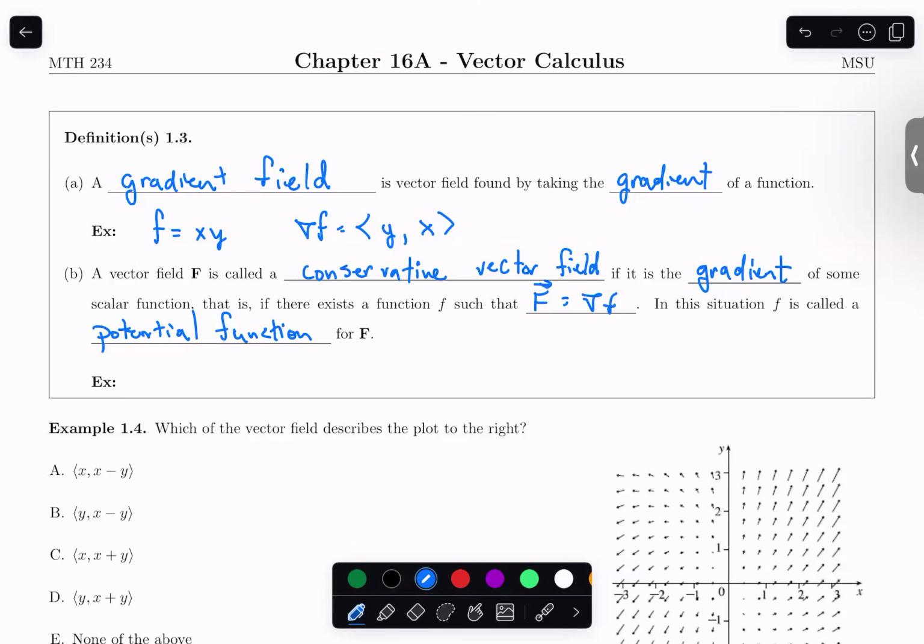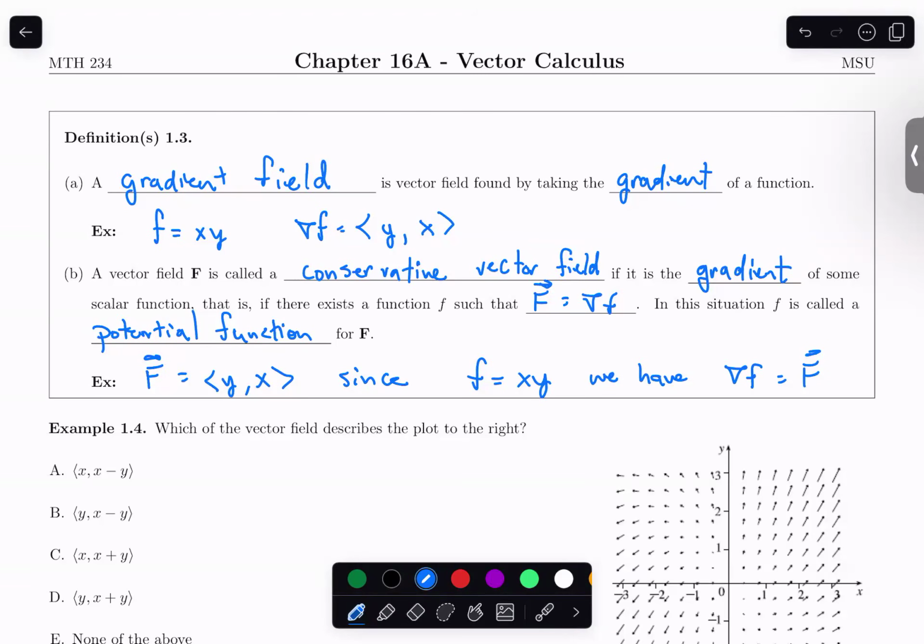So my example here is, if we were to start with a vector field, and I'll make it very convenient on us, I'm going to start with the vector field y comma x. My claim is that this is a conservative vector field because there exists a potential function. Since when little f is equal to xy, we have that the gradient of little f is equal to our vector field given.